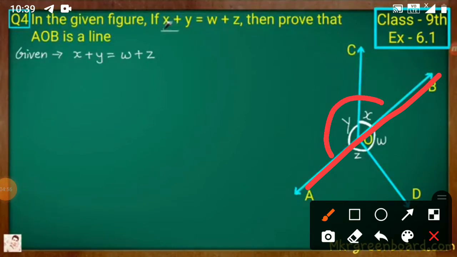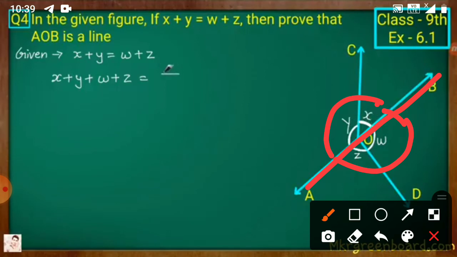This is x plus y and this side also z plus w they are given. But this is a complete angle. What do you mean by complete angle? Means the sum of angles equals 180 degrees, 180 plus 180, 360. That is for complete angles. So x plus y plus w plus z equals 360. This is a complete angle. That's why x plus y plus w plus z equals 360.